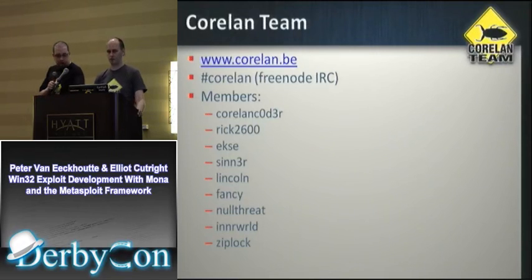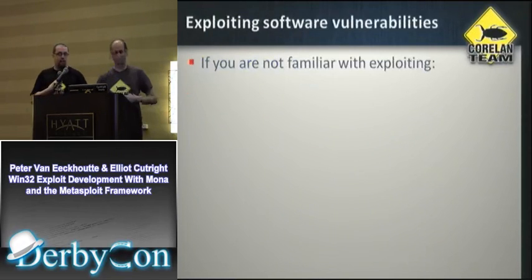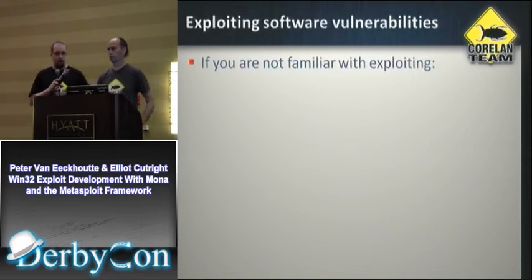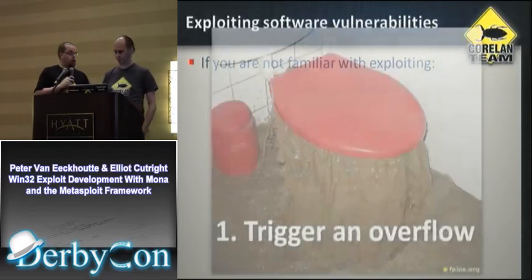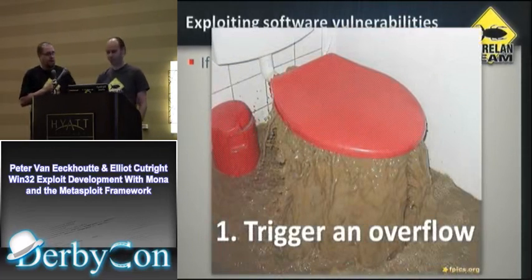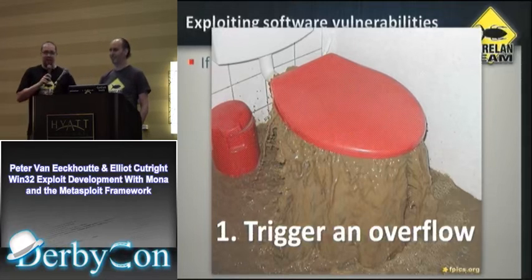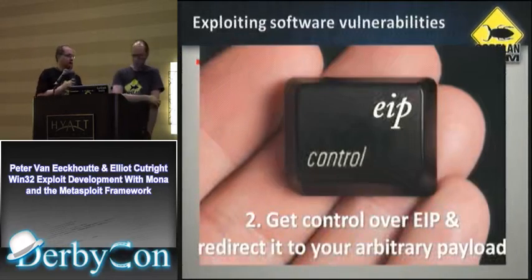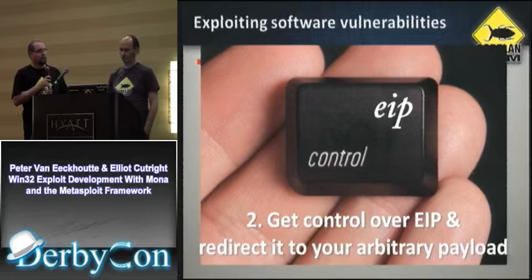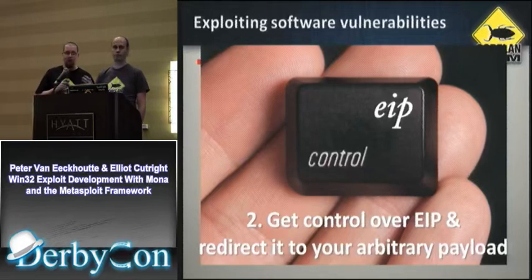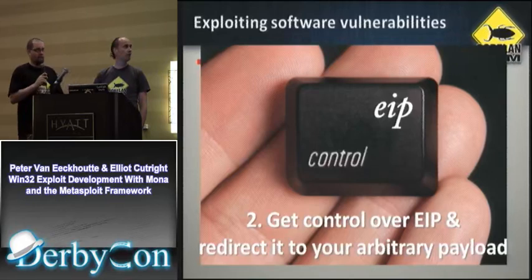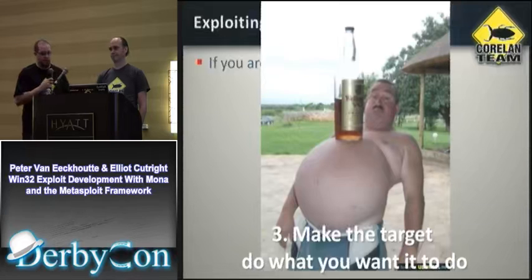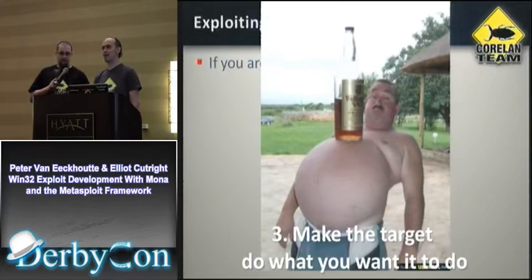All right, so for those who didn't want to raise their hand, if you're not familiar with exploitation, there's 3 general steps that we're going to talk about here. The first being triggering the overflow. Basically what we need to do is make the app crash in some way. Step 2 is we need to control EIP and redirect it to payload. We need to get control of the application and make sure that wherever we're sending it, we have control of that area. And 3 is making the target do what we want. We need them to do something different. Something special.